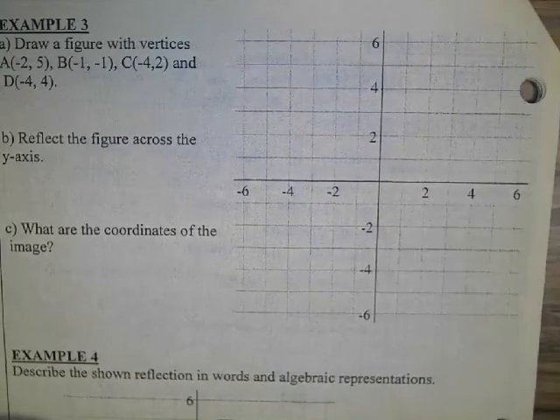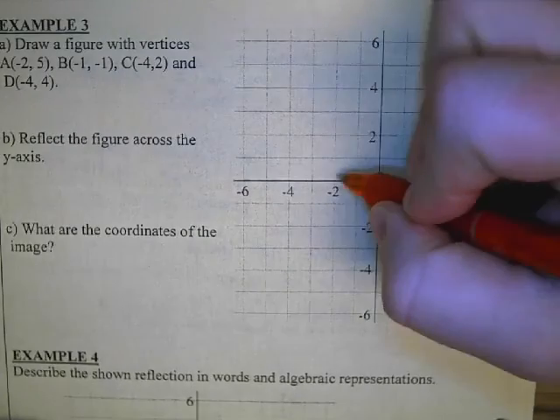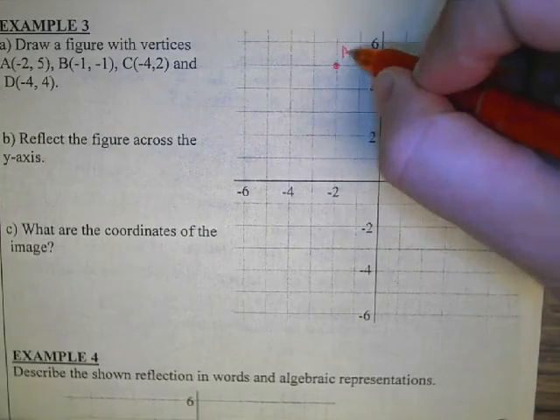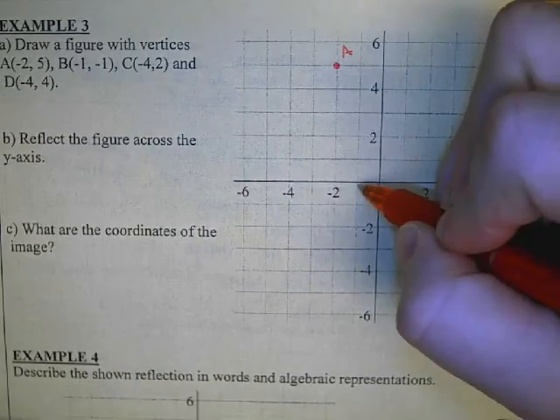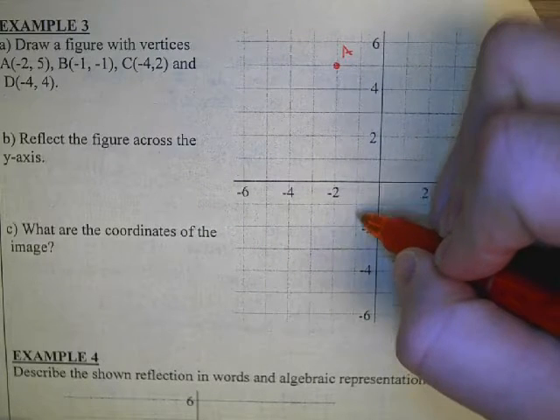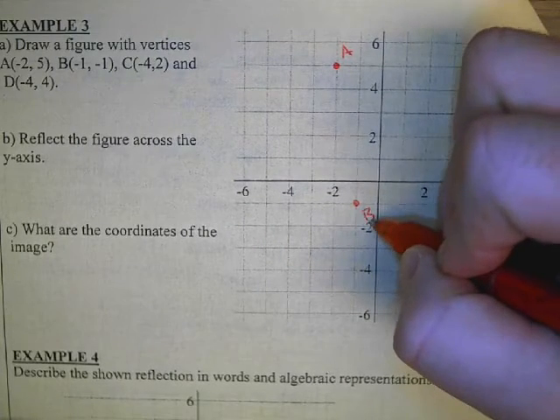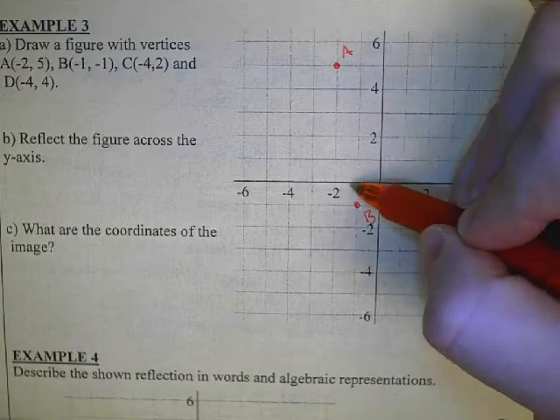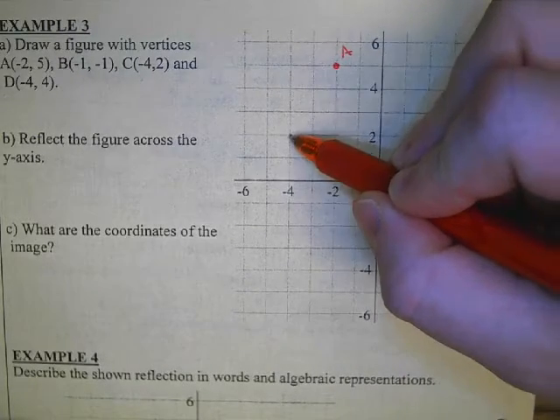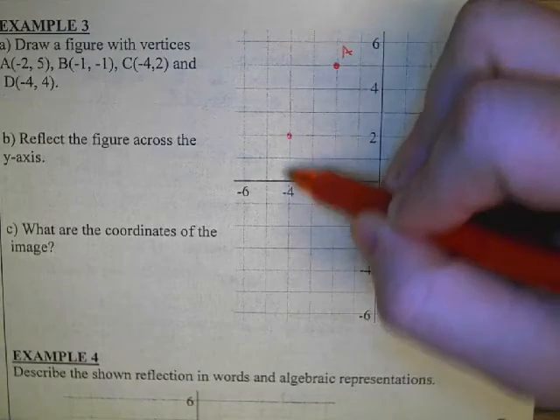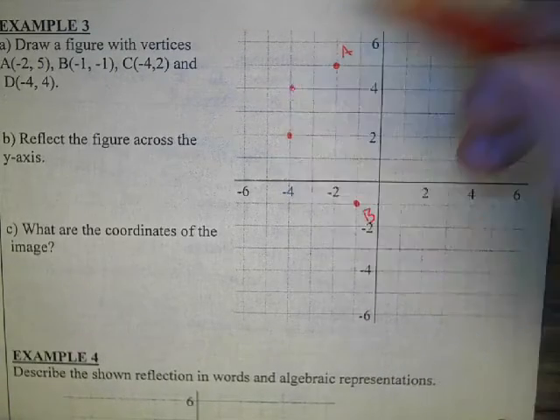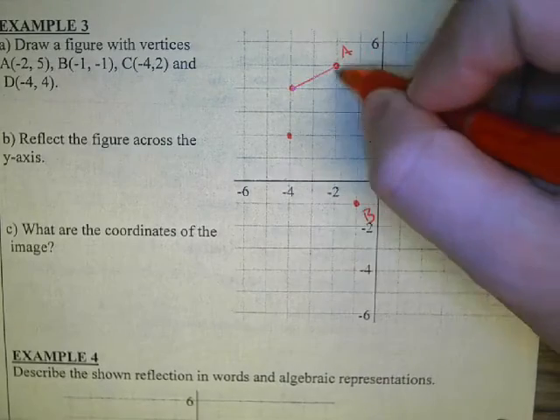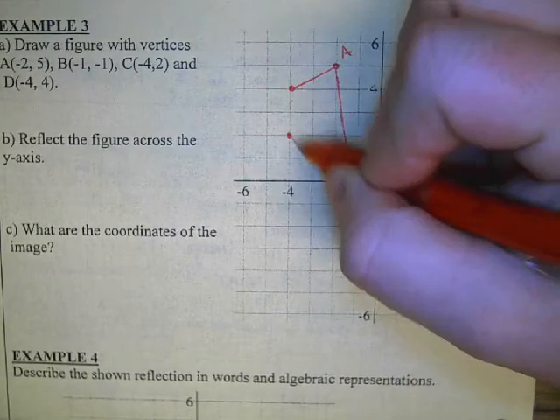First I'm going to draw my original figure. So I'll go negative 2, 5, A, negative 1, negative 1 for B. C was negative 4, 2, and D was negative 4, 4. So we have this trapezoid looking shape.